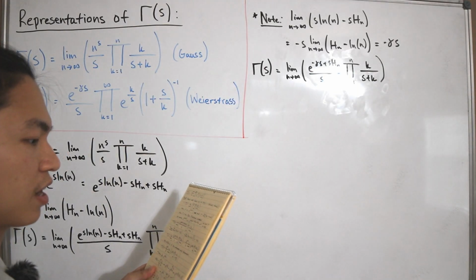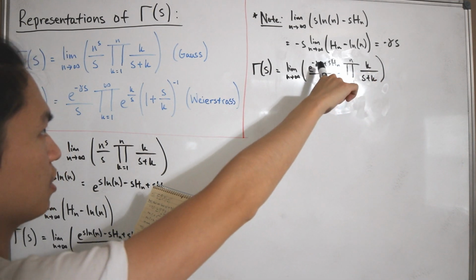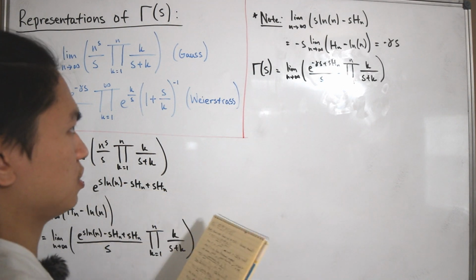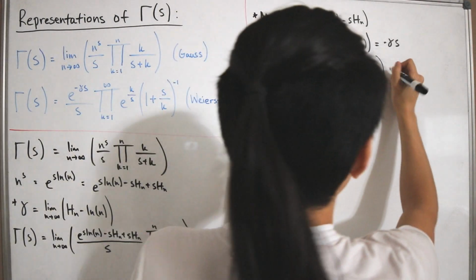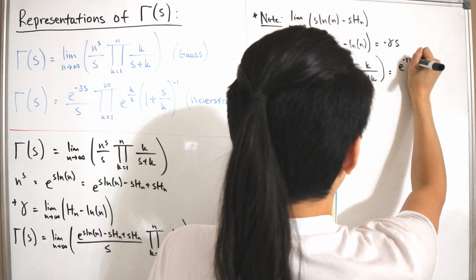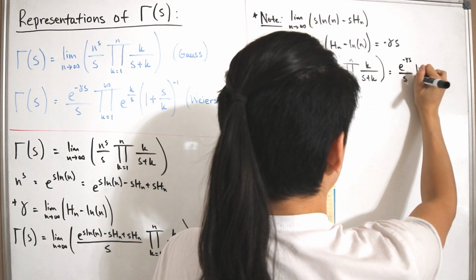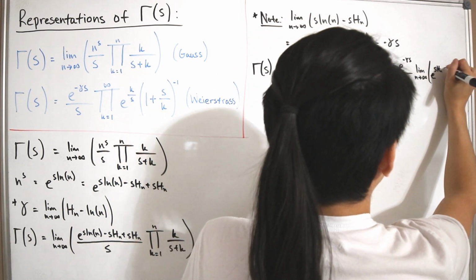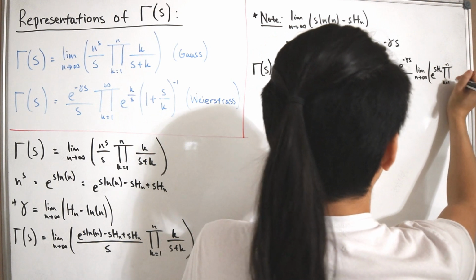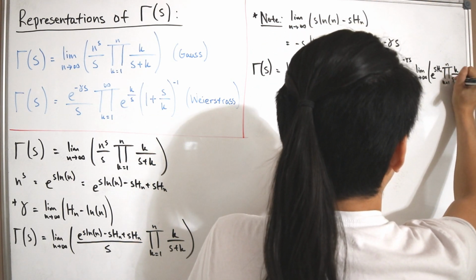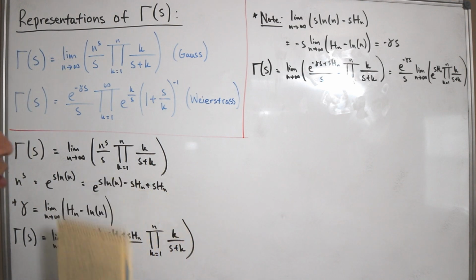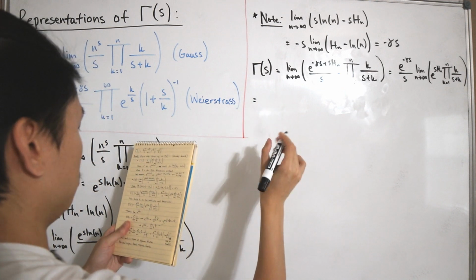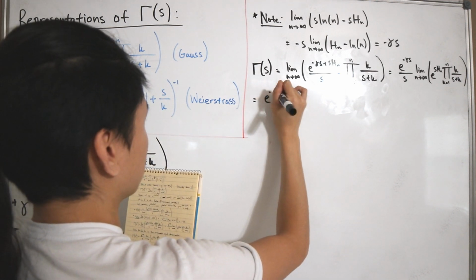Then what I can do is factor out the e to the negative gamma s divided by s as well, since that does not depend on our variable, with the limit as n approaches infinity. So this is e to the negative gamma s divided by s, then the limit as n approaches infinity of e to the s h sub n, multiplied with the partial product, k equals 1 to n of k divided by s plus k. So what we can do here is divide k into both the numerator and denominator of our product series.